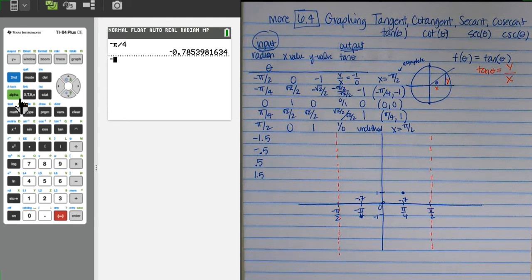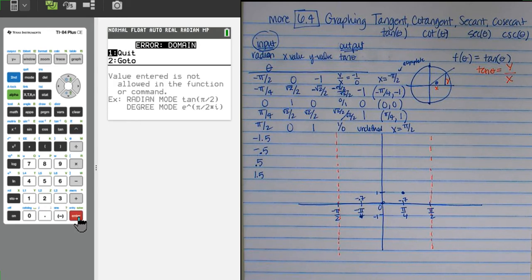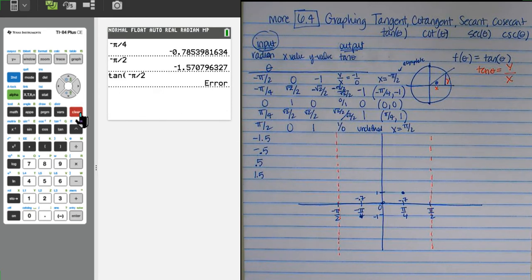So let's look at that too. -pi divided by 2. So -1.57. This is really close to pi/2, which I can't plug in because it gives me 0 in the denominator. So I can get really close to it. That's what an asymptote does. It's a border, but I cannot plug in -pi/2. Let's see what happens. Tangent of -pi divided by 2. And it won't let us because, interesting, it's not in the function domain. Okay, so clear that out.